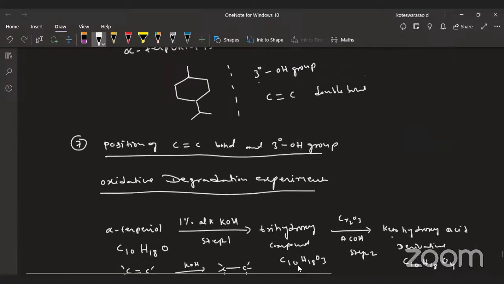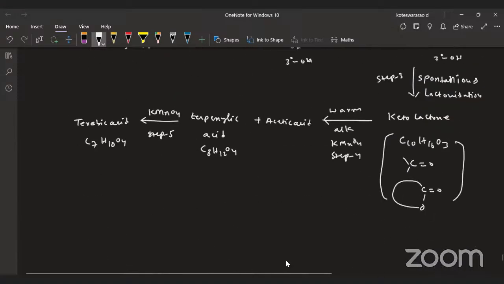Here also, this is the oxidative degradation. Oxidative degradation means we are applying some oxidation reactions on the molecule. That molecule is degrading into smaller molecules. Those smaller molecules are analyzed, by which we can find out the structure of that compound. Here also, we are treating alpha-terpineol with a different oxidizing agent that will convert it into terebic acid. This is the last structure. This structure is already known at the time of the alpha-terpineol structure initiation.